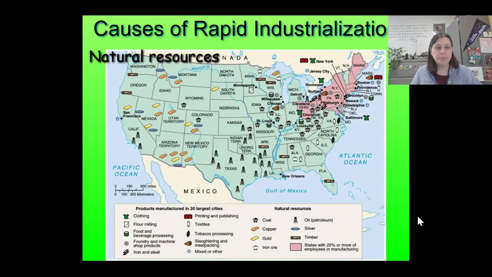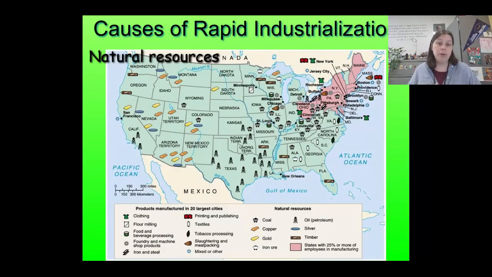Other reasons why we industrialize so rapidly, this is a great one to pause on. The United States has a wide variety of natural resources. We have all sorts of minerals. We have manganese, we have iron, we have coal, we have oil, right, which we've discovered in quite large quantities down in the Texas area in particular.